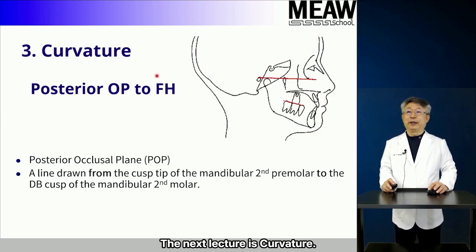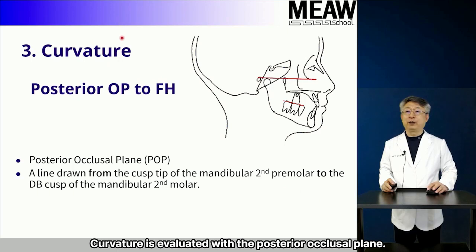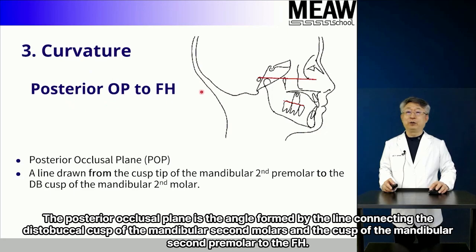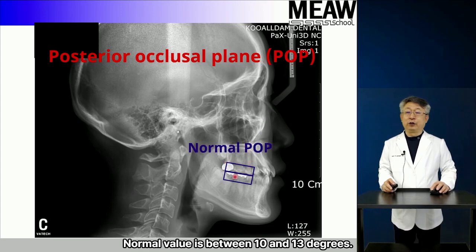The next lecture is curvature. Curvature is evaluated with the posterior occlusal plane. The posterior occlusal plane is the angle formed by the line connecting the distobuccal cusp of the mandibular second molars and the cusp of the mandibular second premolar to the FH. Normal value is between 10 and 13 degrees.